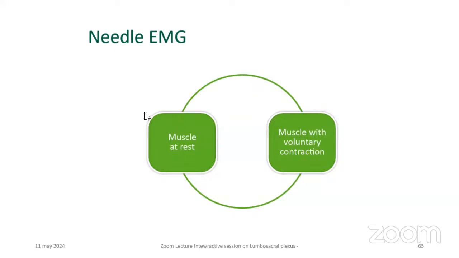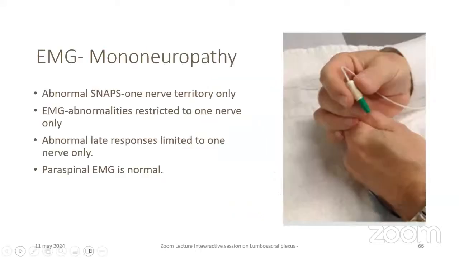So I said four aspects which you have to mention: insertional activity, spontaneous activity, motor unit action potential, and the fourth one is either recruitment or interference pattern. So these are the four important things. And you have to see muscle at total rest and muscle with voluntary contraction. So some of the aspects of EMG are very important. You have to practice.